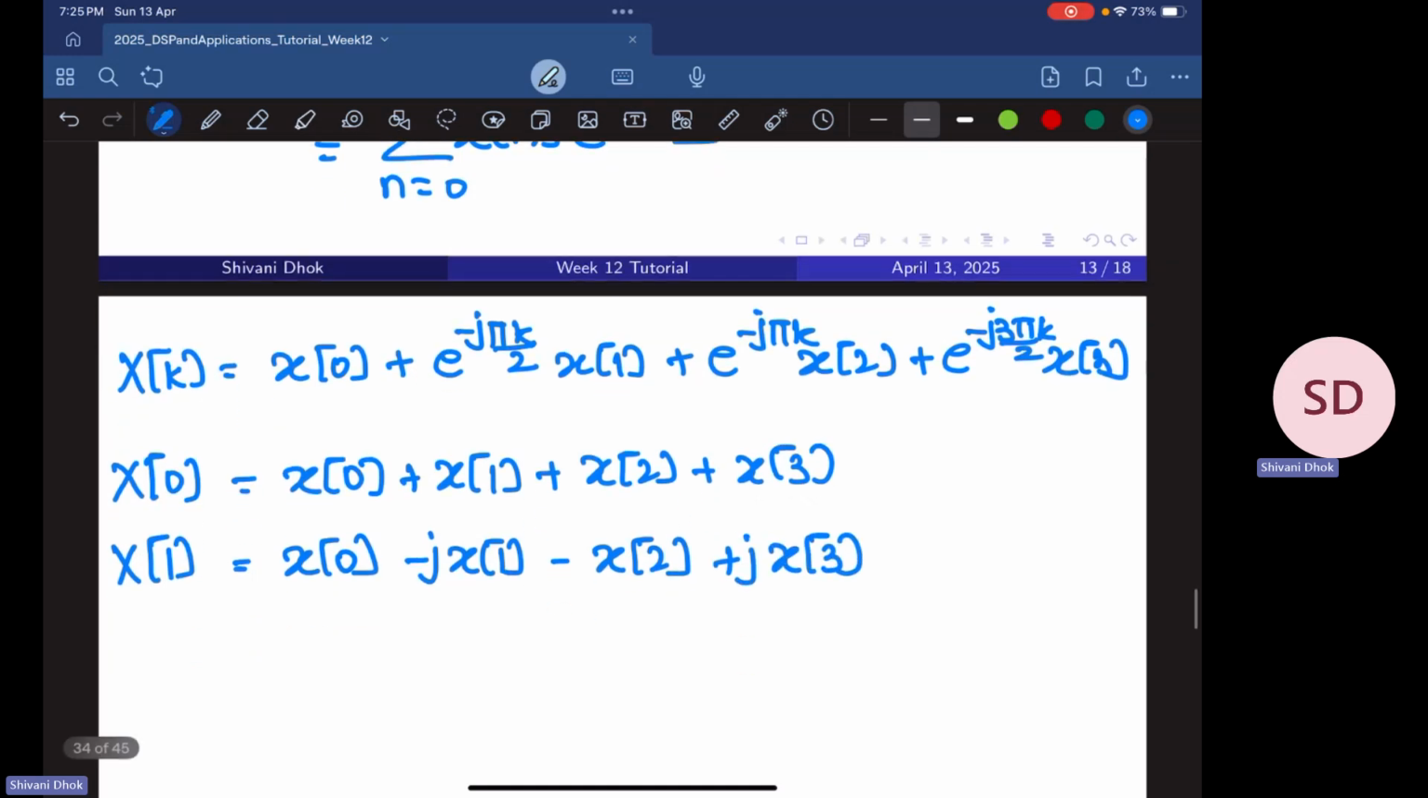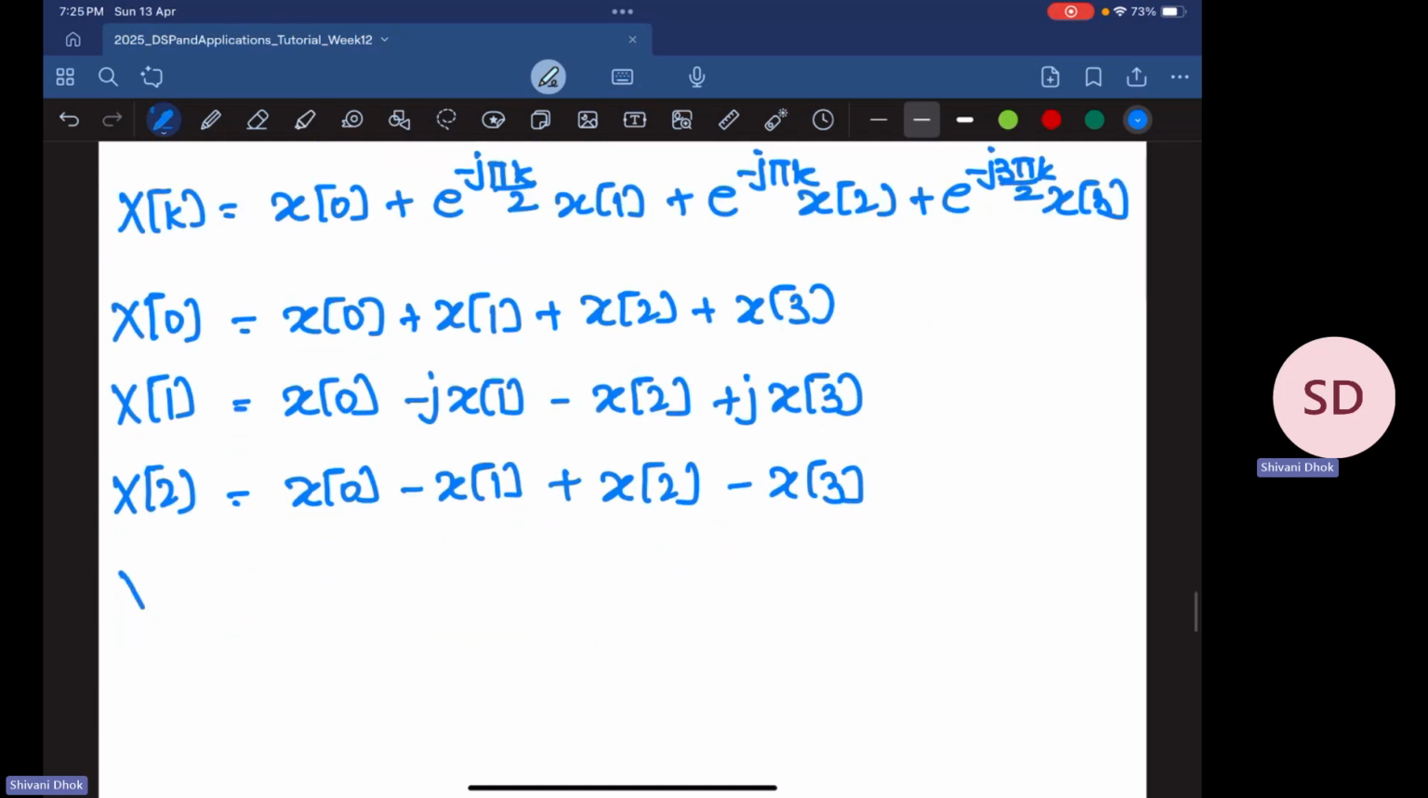Now we have X of 2, that is equal to x of 0 as it is plus e power minus j pi, which is minus, so minus x of 1 plus e power minus j 2 pi, so that is 1, so plus x of 2 plus e power minus j 3 pi k x of 3, so that is minus x of 3.